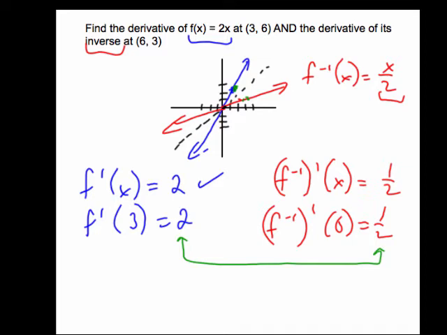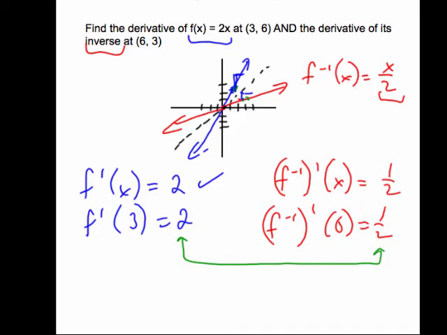Looks like perhaps they are reciprocals of each other, which wouldn't be too surprising, because if I think about this top graph, if I go up 2 and over 1, and if the inverse is the switching of the x and the y, then you would think that the 2 and the 1 would flip to 1 over 2, which would give a slope of 1/2. So intuitively it seems that there's a reciprocal relationship between the two derivatives.